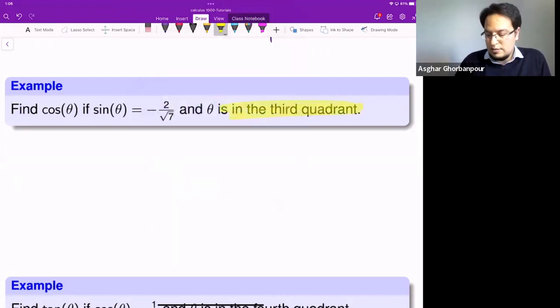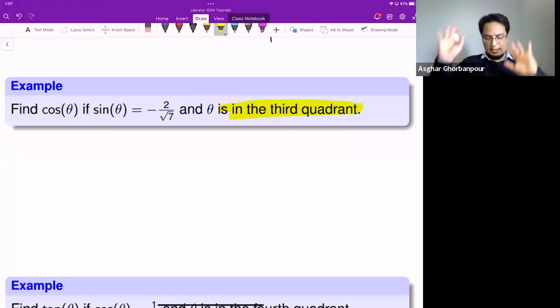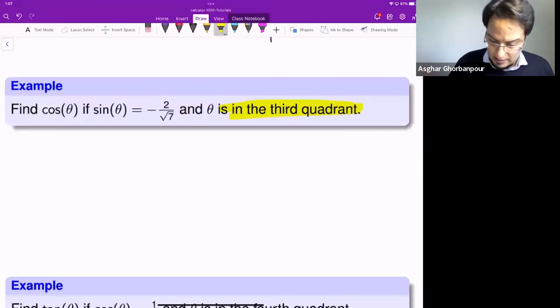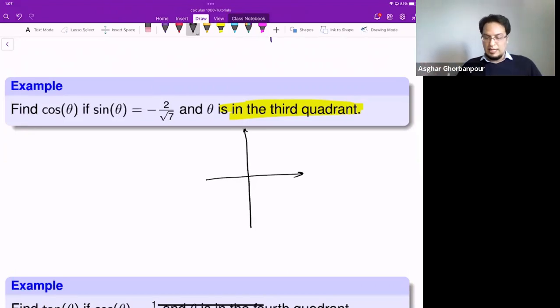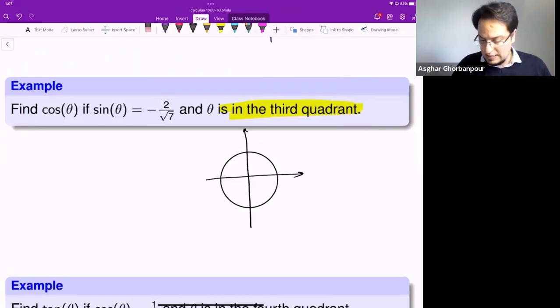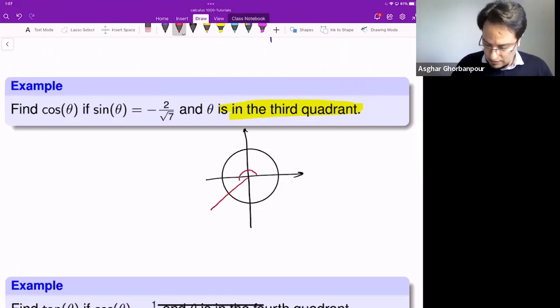So here, theta is an angle, sine theta is -2 over √7. And I know that it is in the third quadrant. I don't know what theta is. Theta is just a strange number there. It definitely is not one of those special angles, but since I know the sine, I can do something with this theta. It's in the third quadrant, which means that theta starts from there and goes there.